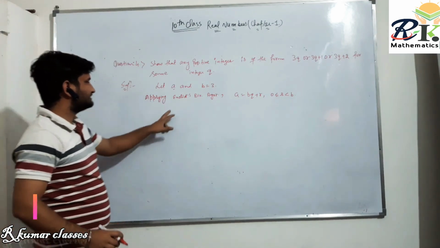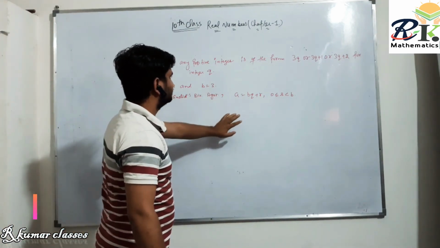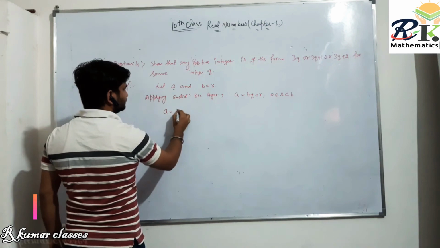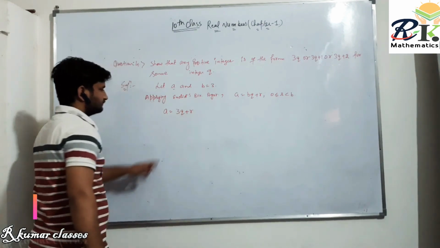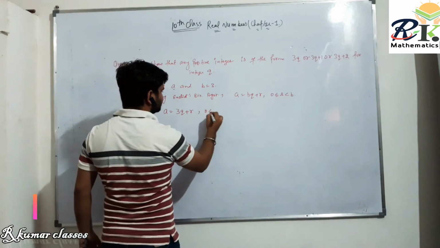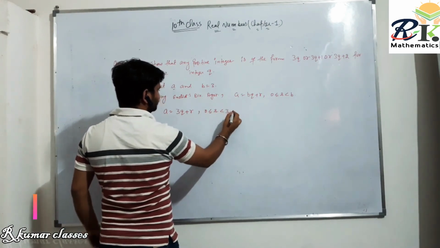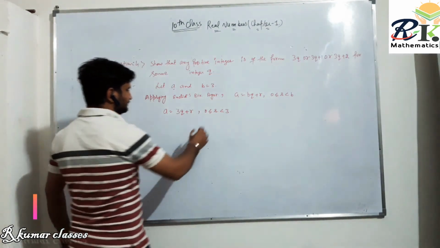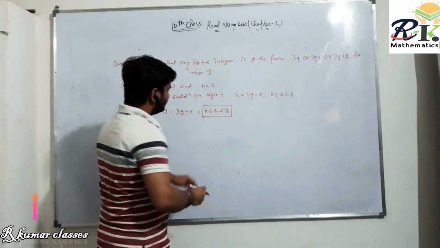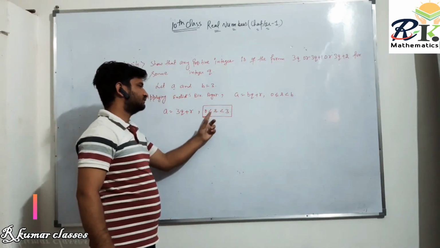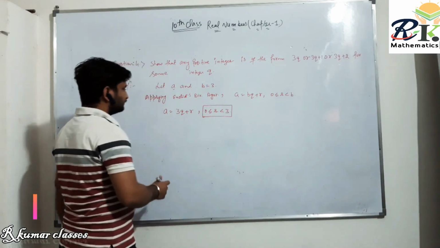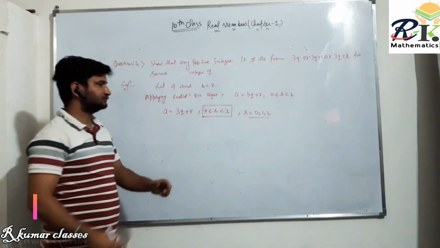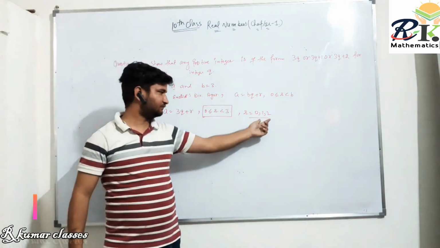So taking a and b is 3, we write here a is equal to 3q plus r, and 0 less than or equal to r less than 3 because we are taking b is 3. And we see that from this r is less than 3 and greater than or equal to 0. So we take the value of r as 0, 1 and 2, not 3.